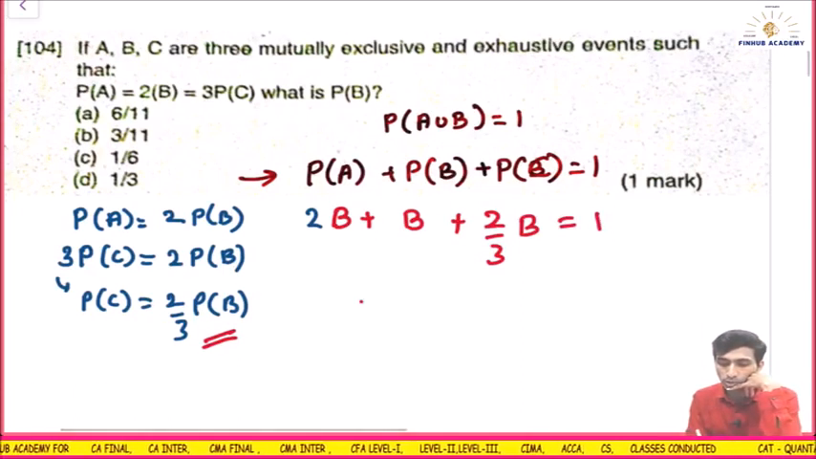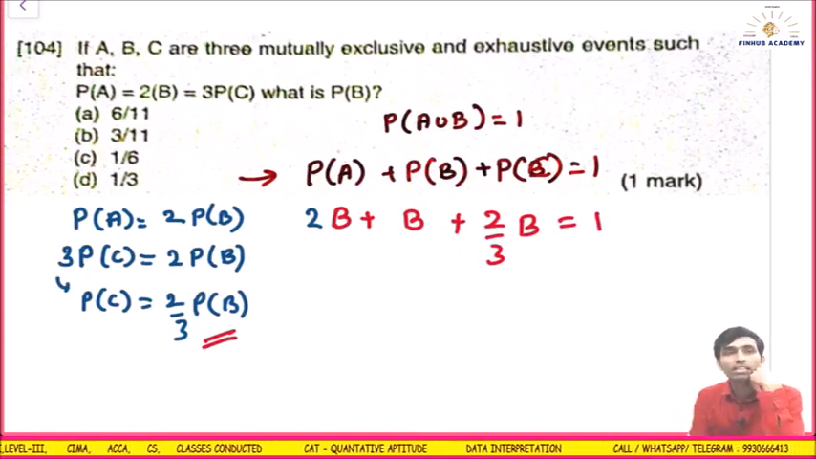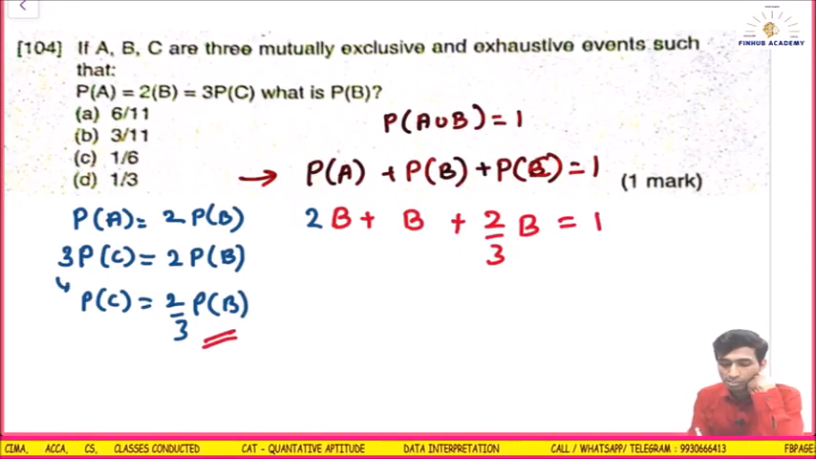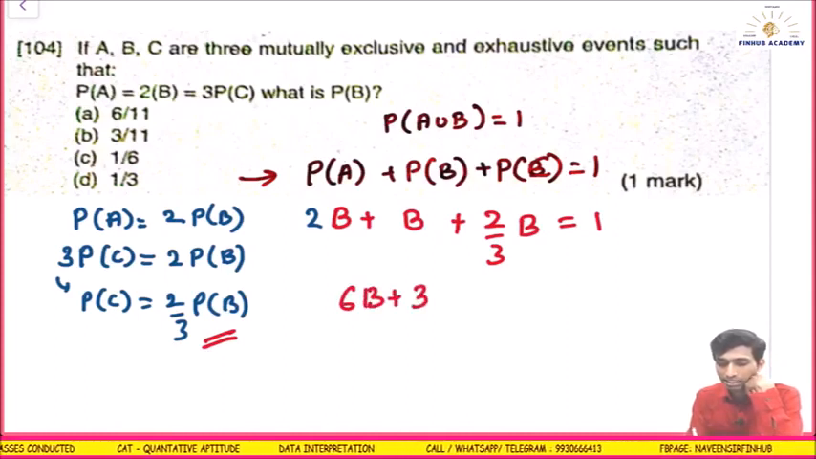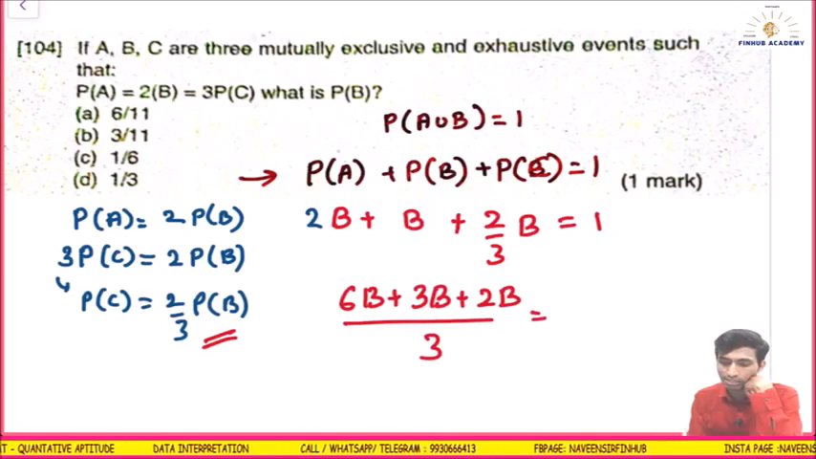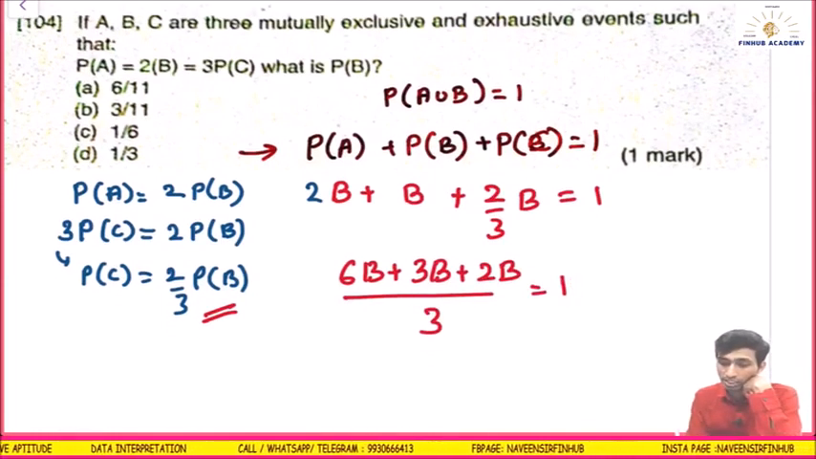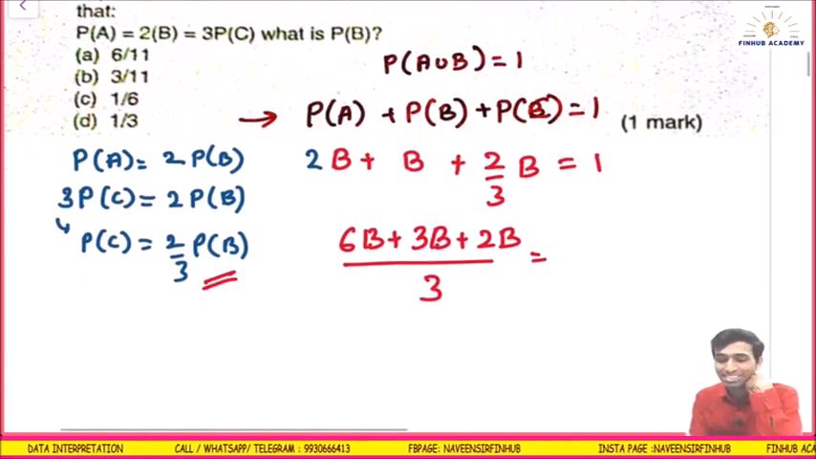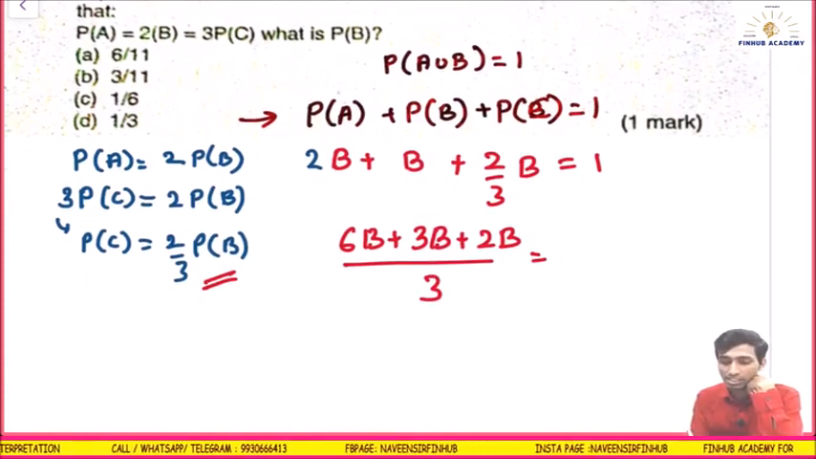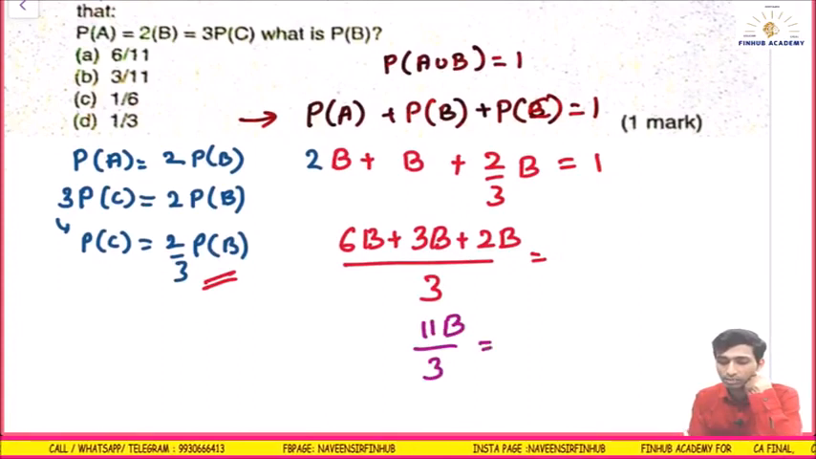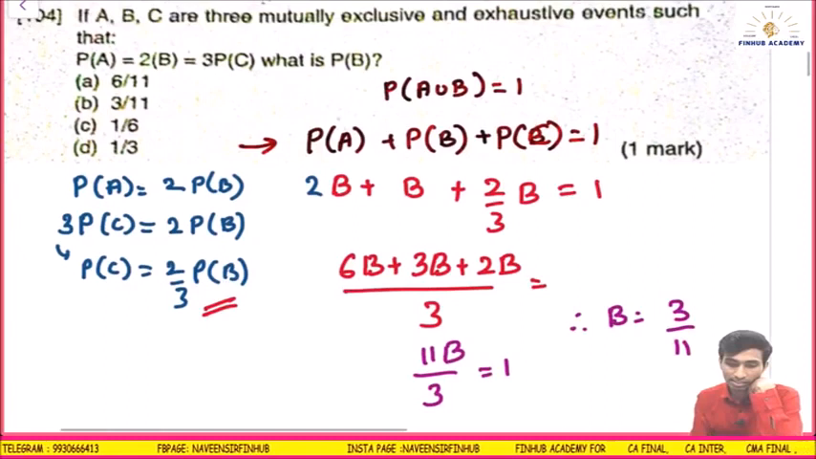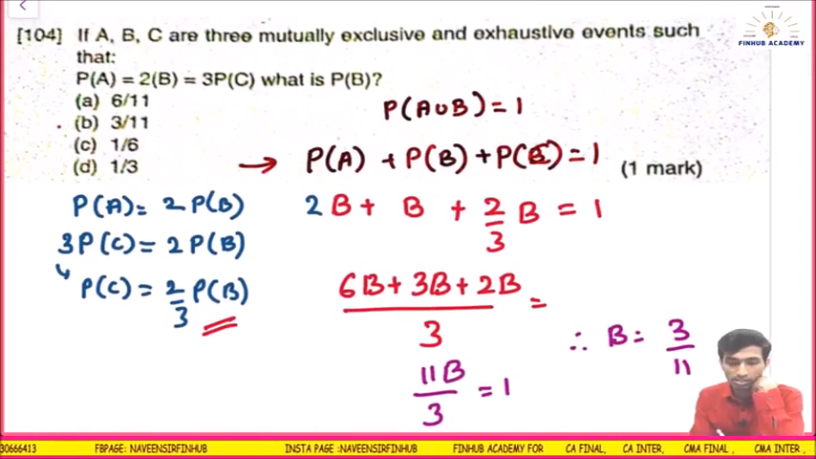If I want to make it common, I'll multiply throughout by 3. So 6B plus 3B plus 2B upon 3 is equal to 1. I'm taking the total: 6 plus 3 is 9, 9 plus 2 is 11. So 11B upon 3 is equal to 1. Therefore, B is equal to 3 by 11. What are they asking? Probability of B. B is 3 by 11. Answer is D. Understood? Simple.